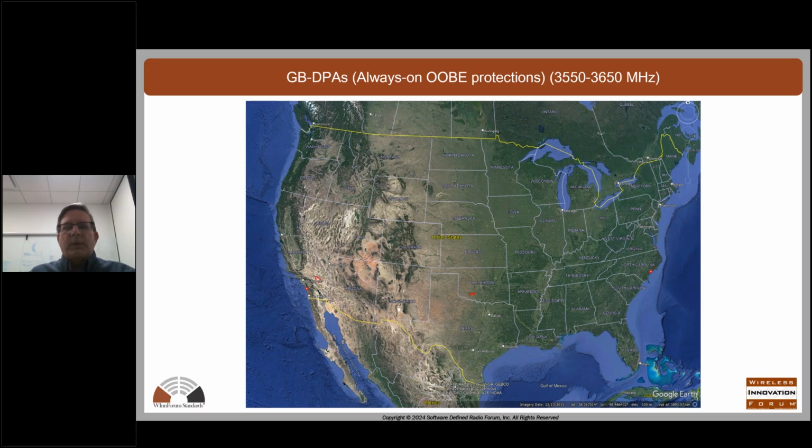These are the ground-based DPAs. So these are the R&D sites where adjacent band, very small neighborhoods, very small areas. Not really a big factor here, but just thought I'd put them here to scale so you can see that they're not really all impactful.